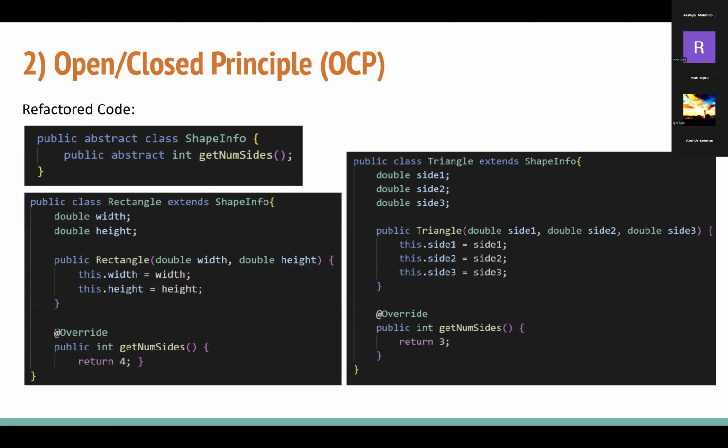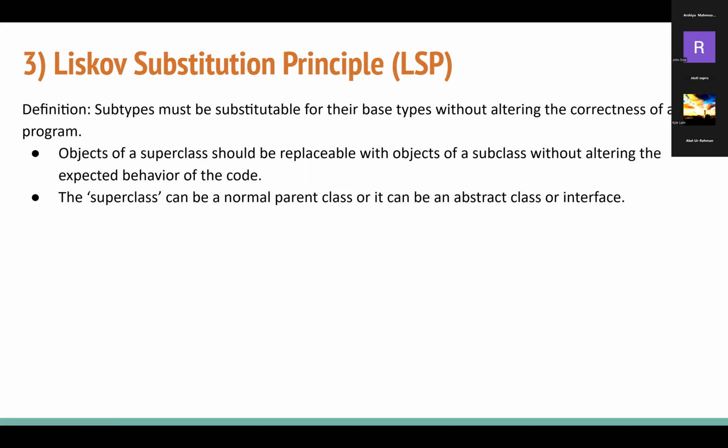So moving on, the third principle in SOLID is the Liskov substitution principle, also called LSP. By definition, this principle states that subtypes must be substitutable for their base types without altering the correctness of a program. What this essentially means is that if you have an instance of a superclass, you should be able to replace that instance with an instance of one of that superclass's subclasses, right? And when you do that, it shouldn't alter the expected behavior of the code.